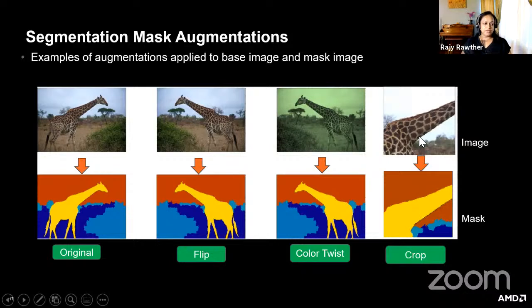When you crop, both image and mask get cropped. So the interesting fact here is that geometric augmentations like rotation, flipping, cropping, and resizing apply to both image and mask, whereas illumination augmentation only applies to the image, not to the mask.